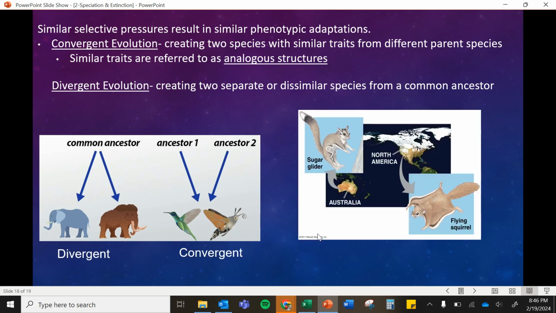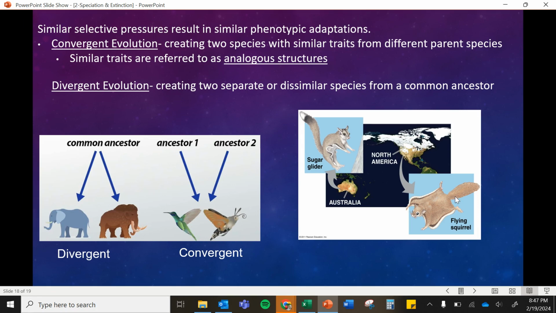Okay, an example of this is in Australia, we have the sugar glider, and in North America, we have the flying squirrel. They have similar characteristics, especially the skin that's used for flying. However, they are not genetically similar, and they have closer relatives to other squirrels in their area.